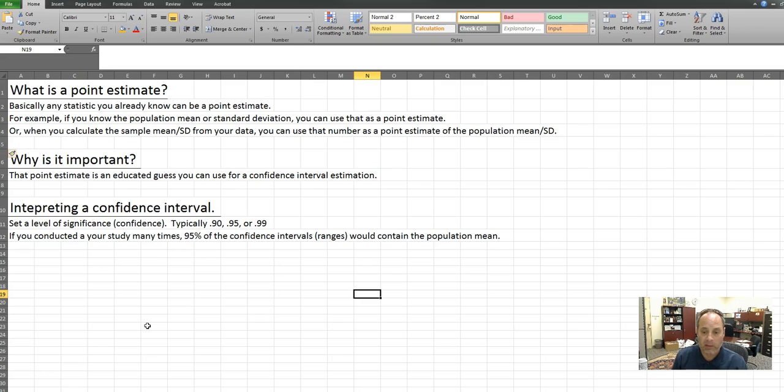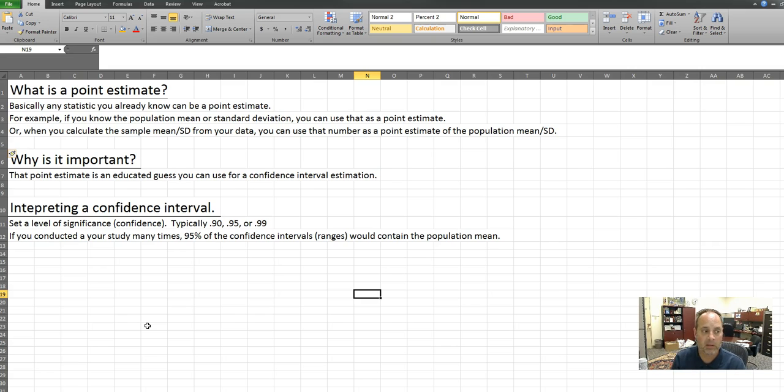Anyway, interpreting a confidence interval, this is kind of big. What you need to know is your confidence interval will always be set on some sort of significance level or degree of confidence you want to put in that. And typically it's either 0.90 or more often 0.95, or if you want to be really precise, 0.99.